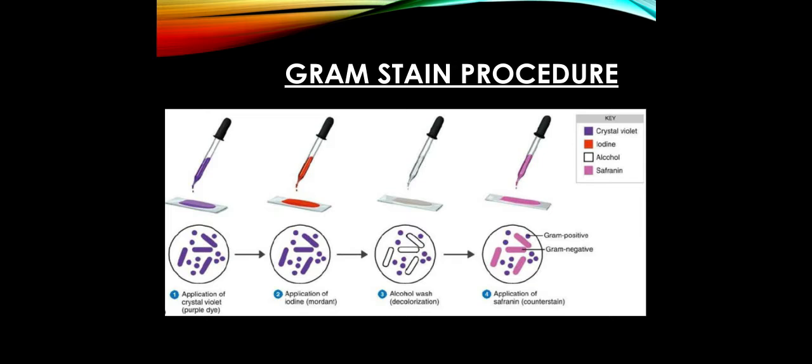And then we would apply safranin, which is a counter stain. It's lighter than the purple dye, so that any bacteria that didn't hold on to the purple dye is able to be covered over with pink. And so then we will see that our gram-positive bacteria will look purple or blue, and our gram-negative bacteria will look pink or red.